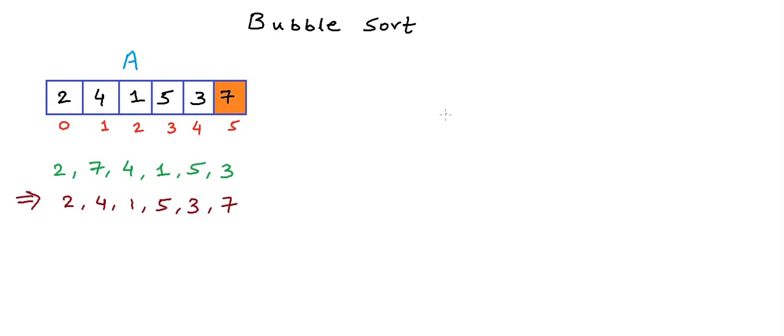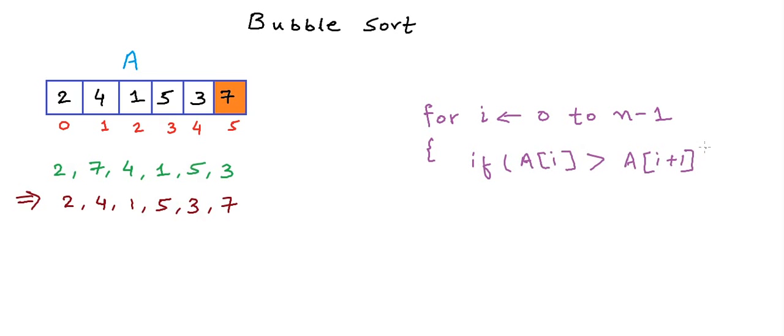If I quickly have to write pseudocode for a pass, it will be running a loop something like this. We will run a loop from 0 to n-1. Let's say n is the number of elements in the array, and if A[i], the element at position i, is greater than the element at position i+1, we will swap the two elements.